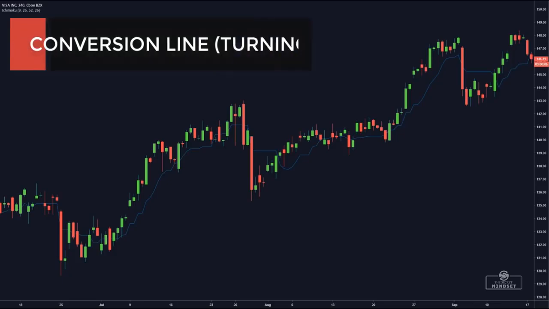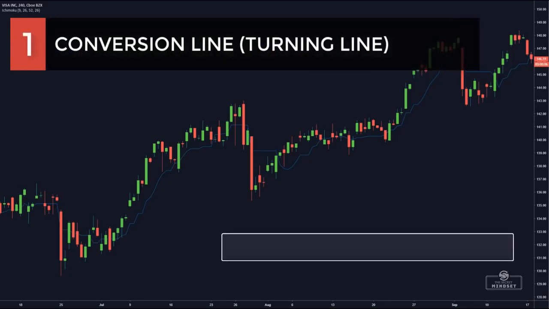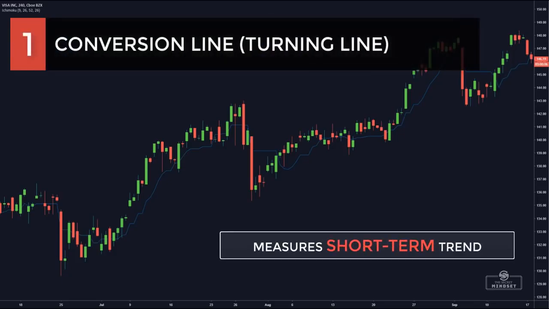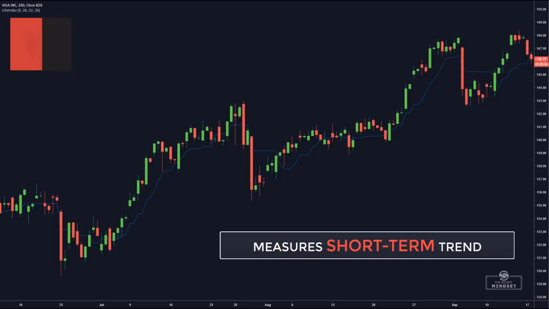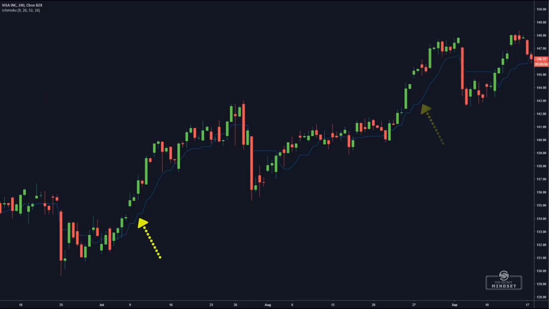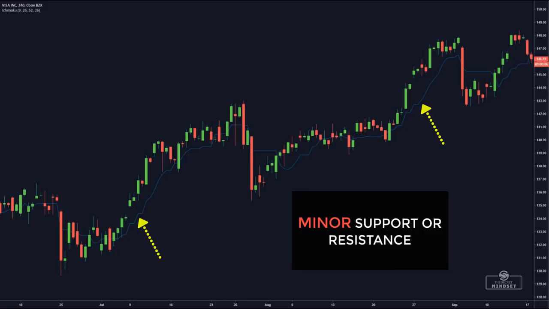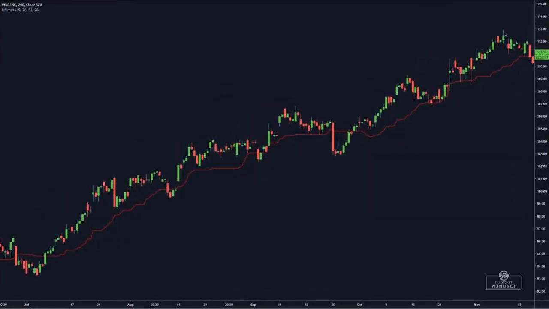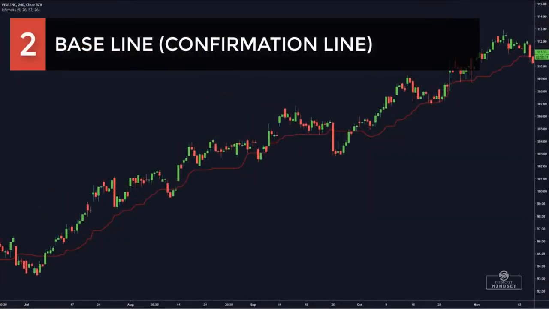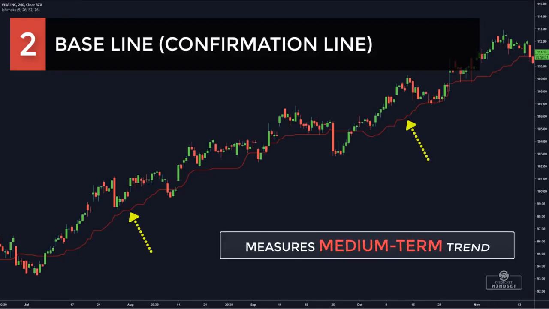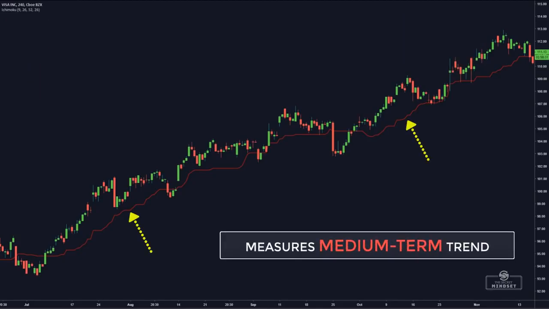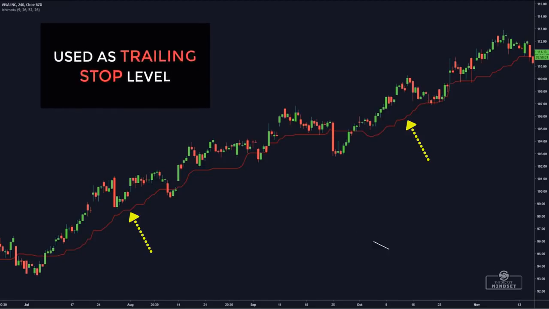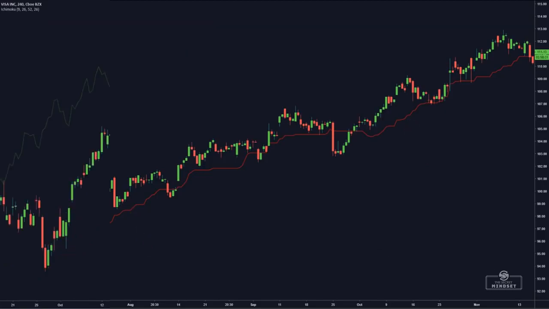First, we have the conversion line. This is a short-term line, also known as a turning line. This signals an area of minor support and resistance. So if you're all about short-term trading or scalping, you must follow the conversion line. Second, we have the baseline, also known as a confirmation line, and it serves as a signal for support and resistance levels on the medium term. Some traders use the baseline as a trailing stop level.